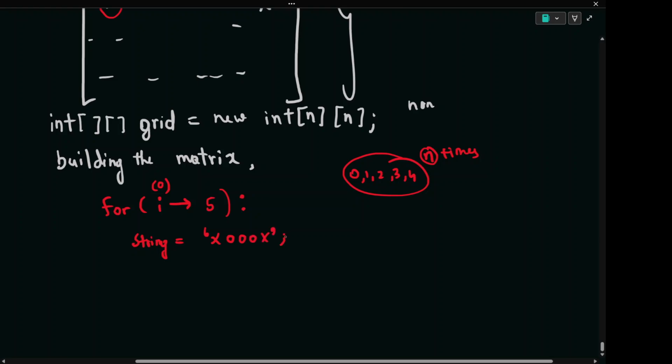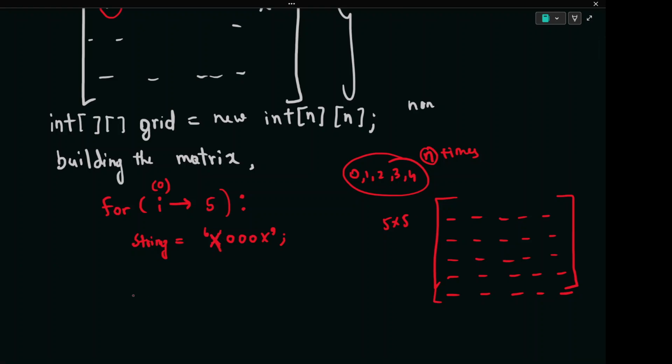Now you have inputted the string. Now for this string, you have to put it. So let's say this is the matrix, correct? 1, 2, 3, 4, 5, repeated for each of the five rows. Correct? We have a 5 into 5 grid, right?